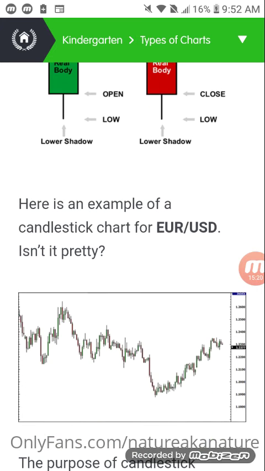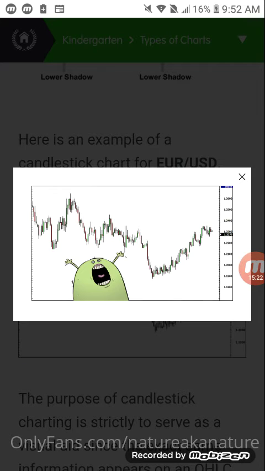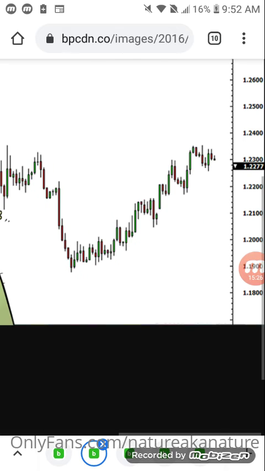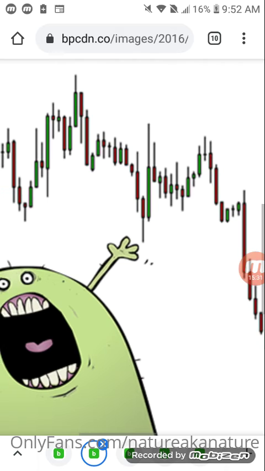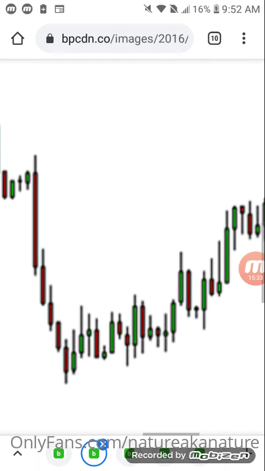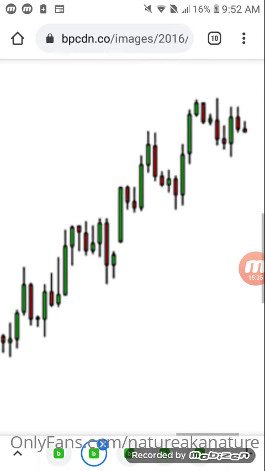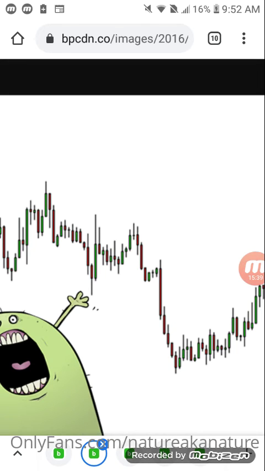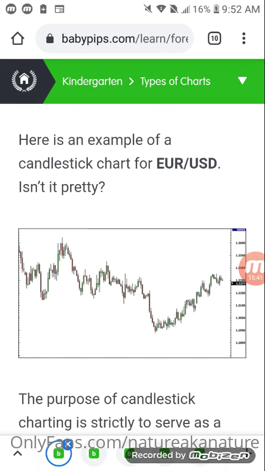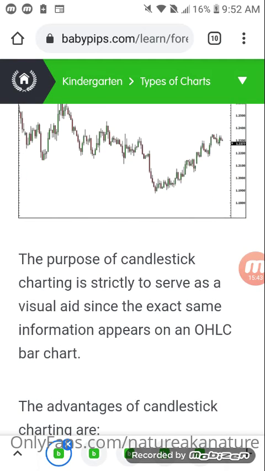Okay, so here is an example of a candlestick chart for EUR/USD. This is what a candlestick chart looks like. The green means it's going up, and red means it's going down. These are the three different types of charts that you can use in Forex.